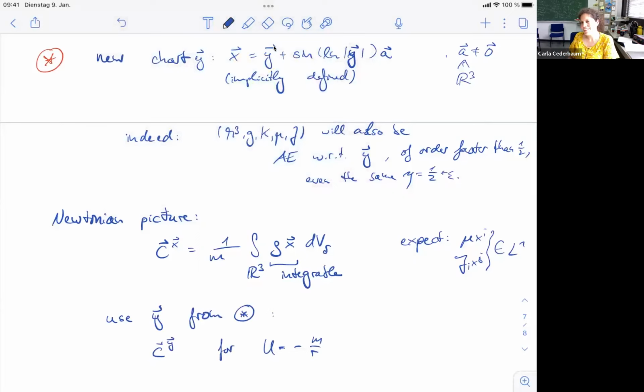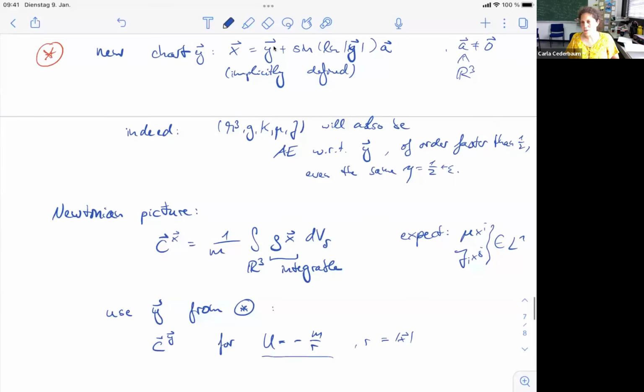Okay, so now I'm not focusing on the matter density, but I'm saying, let's just look at the simplest Newtonian potential that's non-trivial that I know. And this is R being the absolute value of x. So this is the potential I'm looking at on Euclidean space. And now I'm looking at this in these funny coordinates.